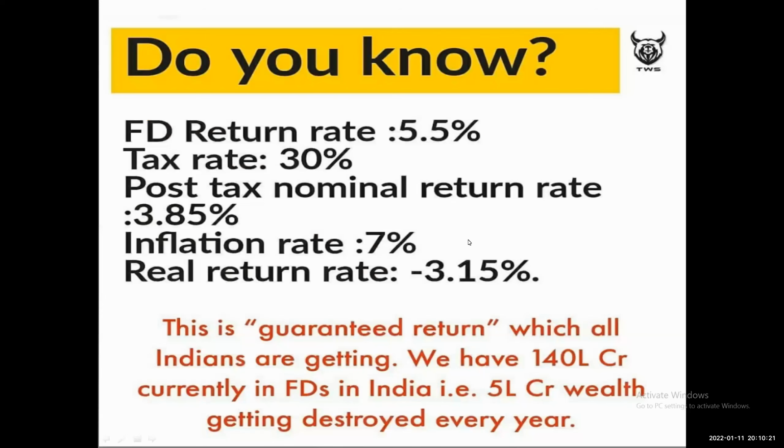So this is what I have always been saying: you normally get around 5.5% on a fixed deposit. Let me get onto this. Okay.